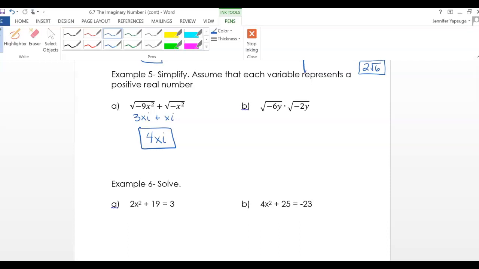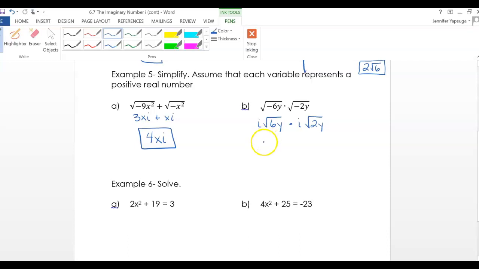So part B, if I were to simplify this, the only thing I can really simplify, because I can't break 6 down into perfect squares, is to pull the i out. So this now becomes i times the square root of 6y. And the same is true for the negative 2y. The only thing I can pull out is an i. So this becomes times i square root of 2y. All right, so let's go ahead and multiply everything together.